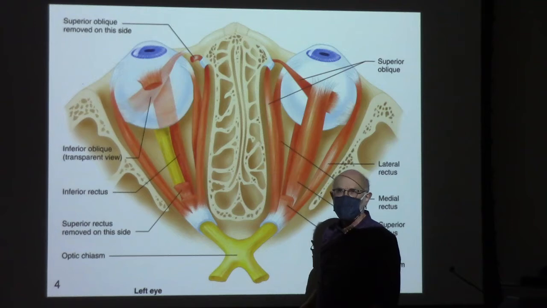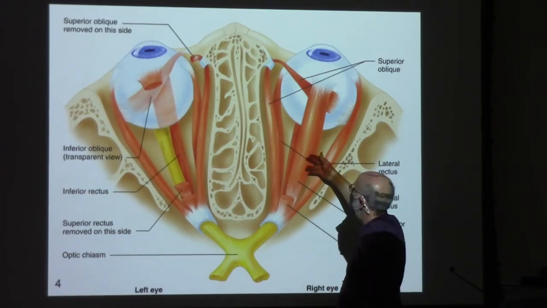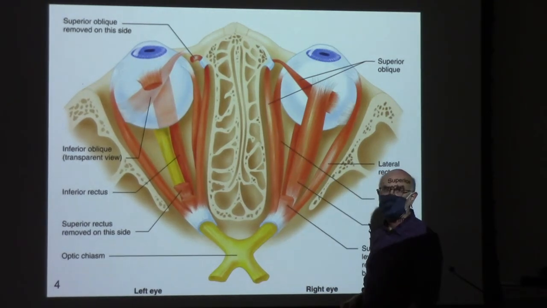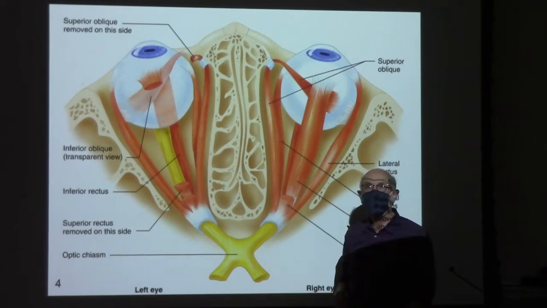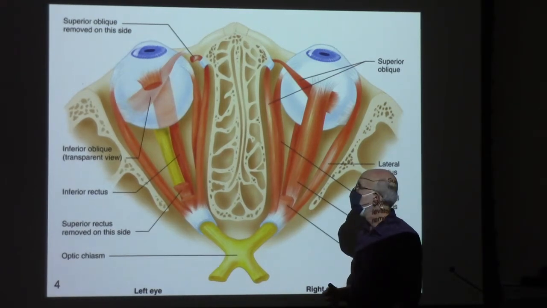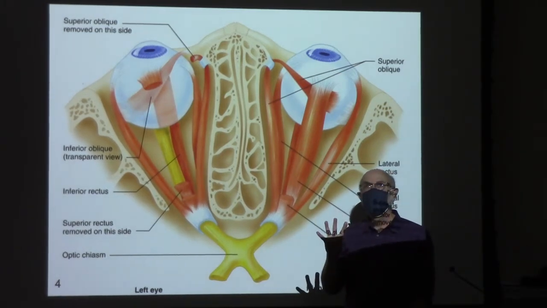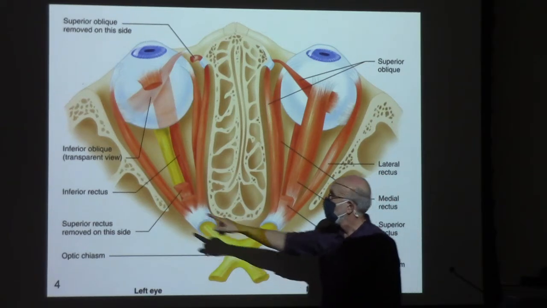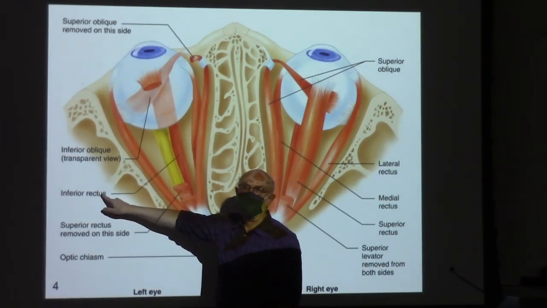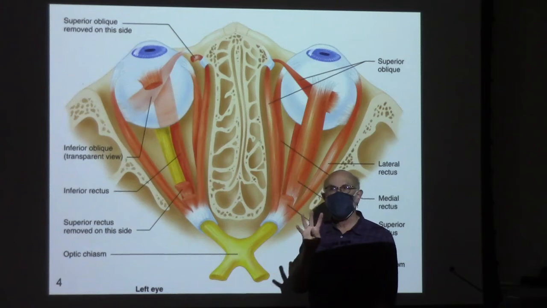Brown-orange is showing bone. And red-orange is showing muscle. So let's talk about the muscles and what they do. We have 4 rectus muscles. Rectus just means straight. 4 straight rectus muscles.